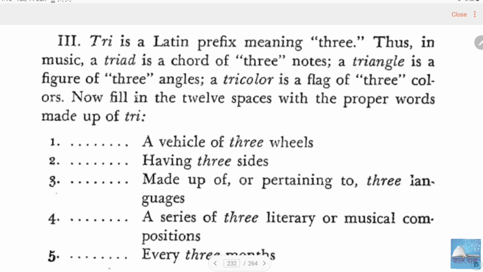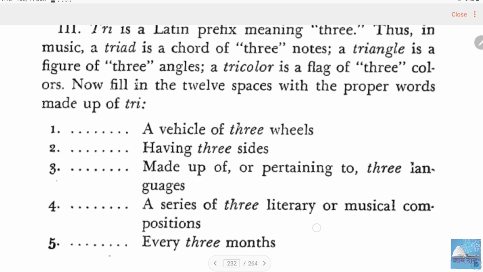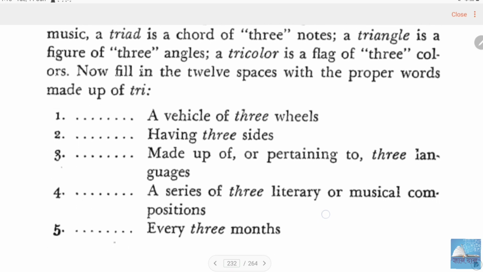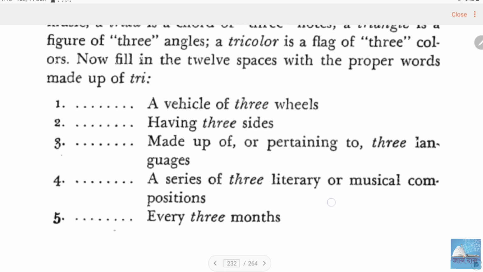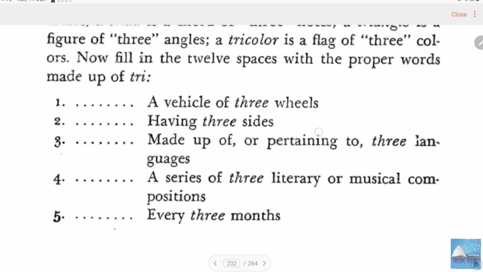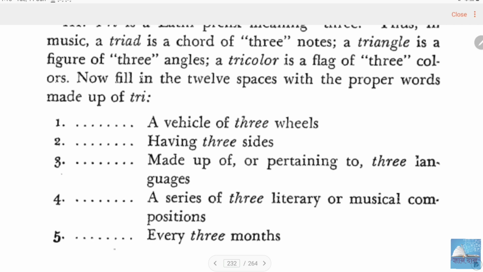Section 3. Tri is a Latin prefix meaning 3. Thus, in music, a triad is a chord of 3 notes. A triangle is a figure of 3 angles. A tricolor is a flag of 3 colors. Now fill in the 12 spaces with the proper words made up from tri. Pause the video and attempt it.